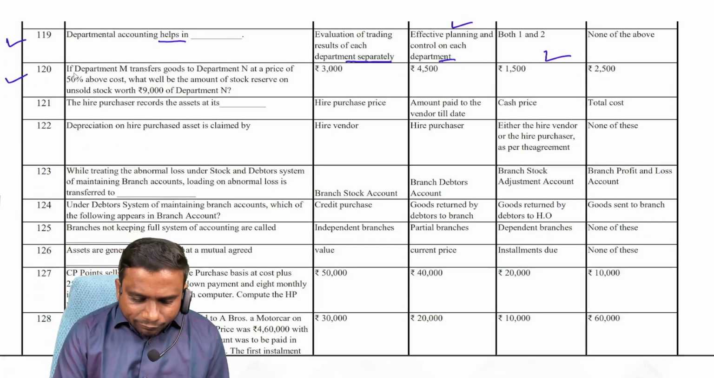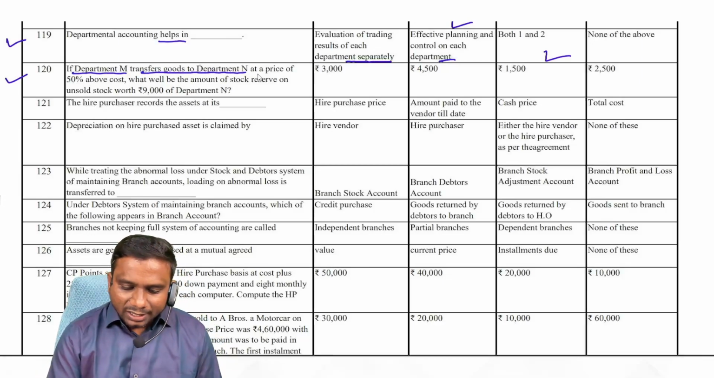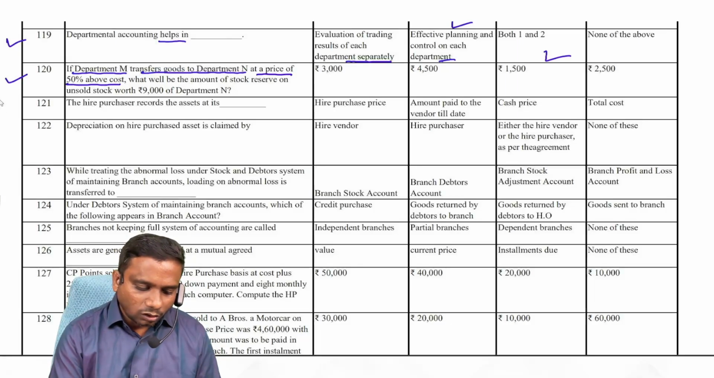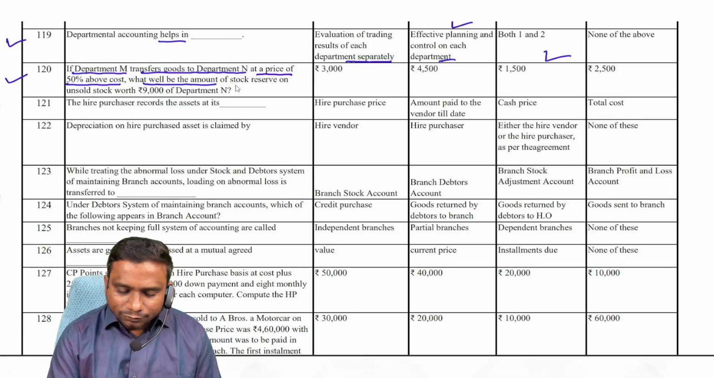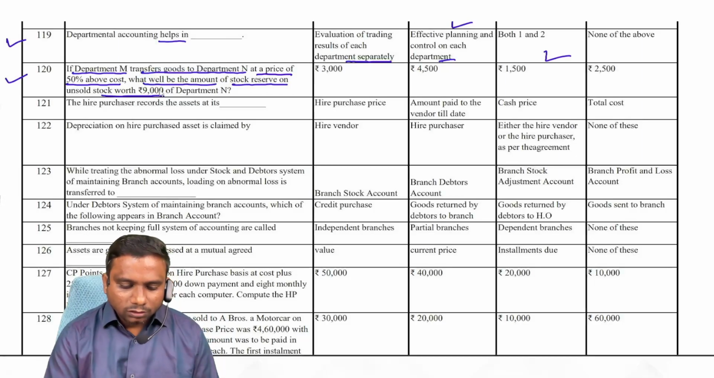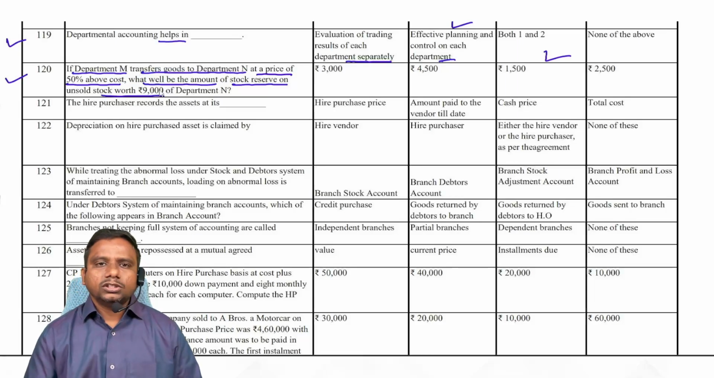Next, 120. Department M transfers goods to Department N at a price of 50% above cost. That means 1 by 2 on cost, which is nothing but 1 by 3 on sales. What will be the amount of stock reserve on unsold stock worth 9,000? Simple. 9,000 divided by 3. 3,000 rupees stock reserve.